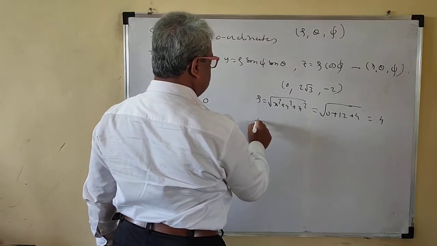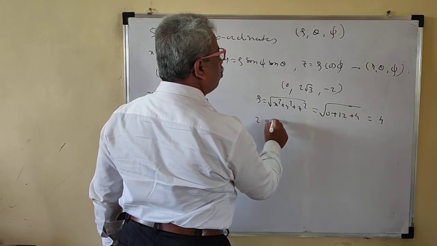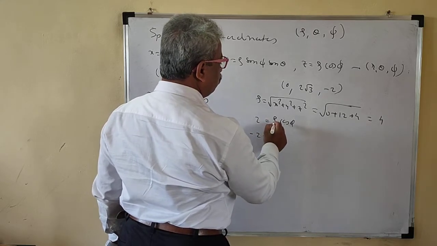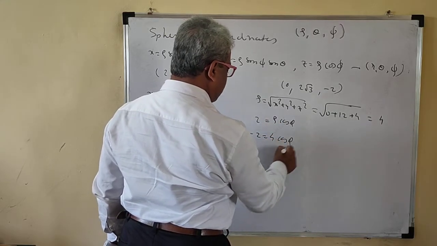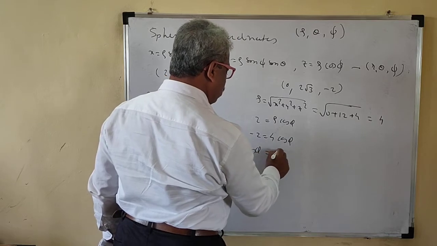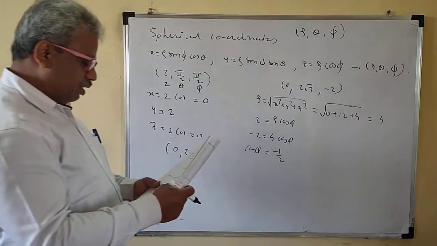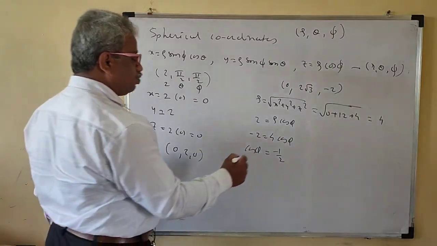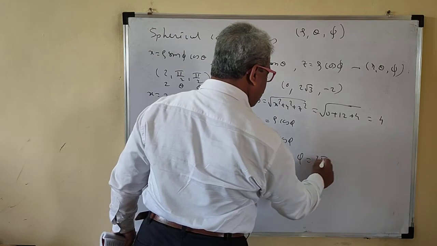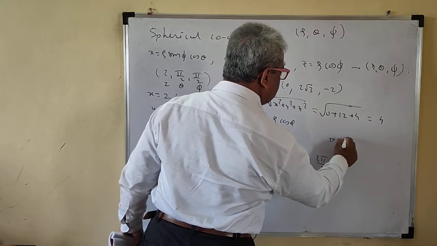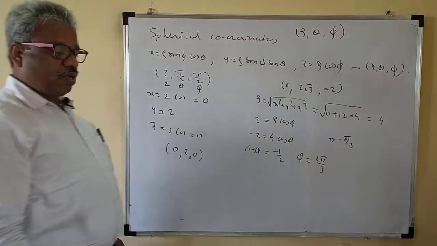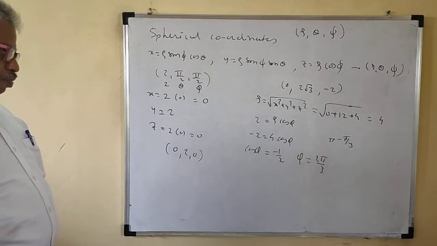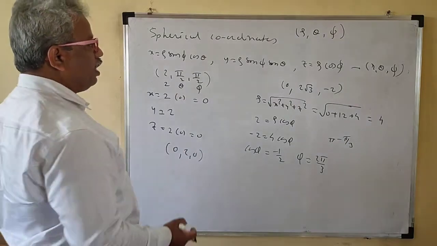Now what is your z? Z is equal to rho cos phi. So your z is minus 2, your rho is 4, and this is cos phi. So cos phi is equal to minus half. That means phi is 2 pi by 3, which is pi minus pi by 3, because cos pi by 3 is half. So pi minus pi by 3 is 2 pi by 3. So your phi is 2 pi by 3.